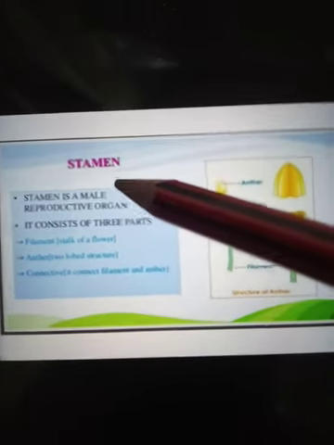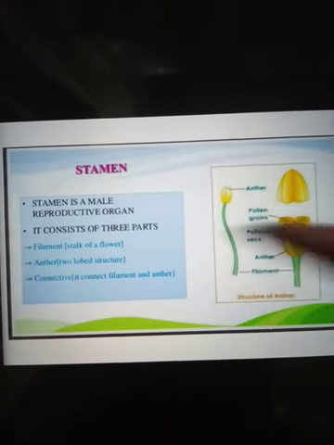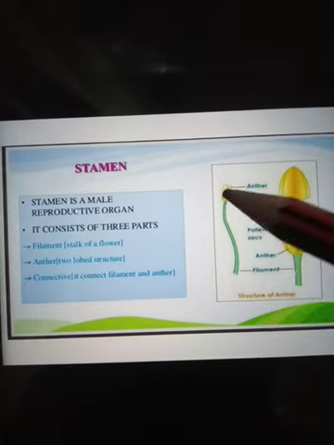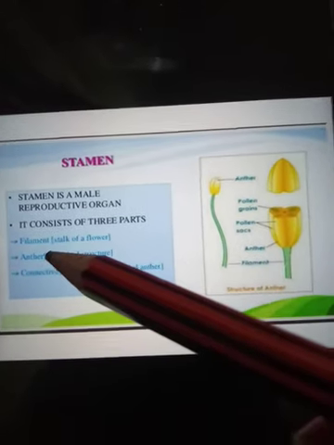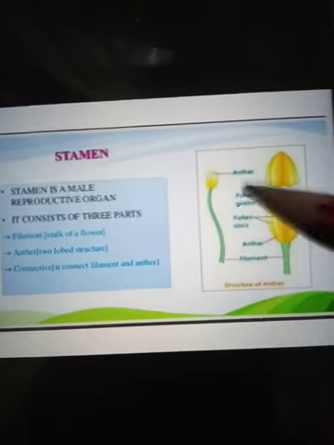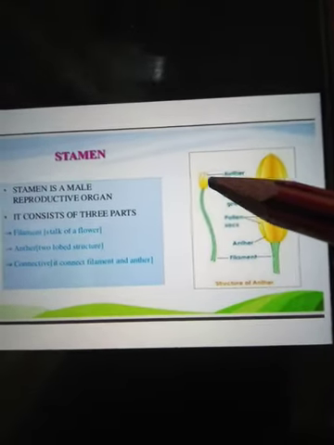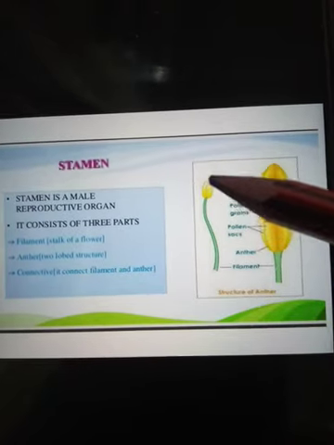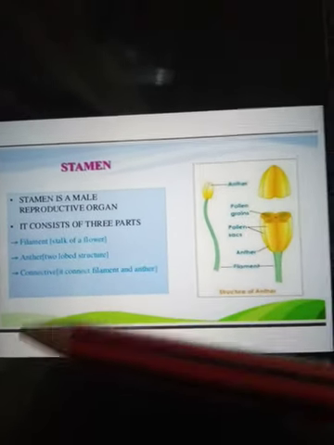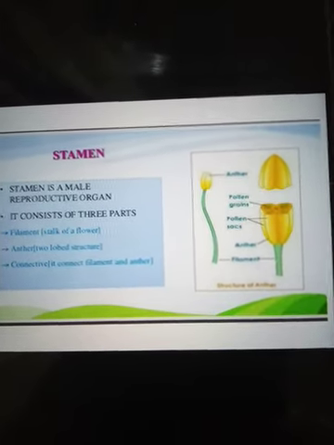You have read about stamen as a male reproductive organ, and here is the diagram of that. This entire stamen consists of three main parts. First one is filament, which is also known as the stalk of the flower. Another one is known as anther, which is a two-lobed structure. Here you can see the yellow one, that is the anther, a two-lobed structure. Another one is connective. Connective is the one which connects this filament along with the anther.